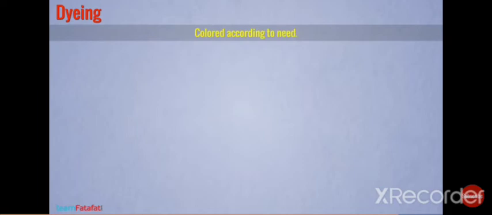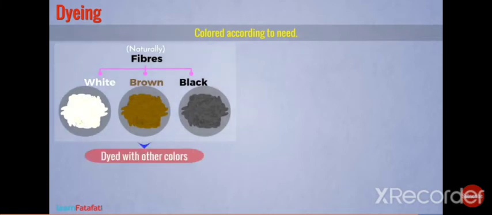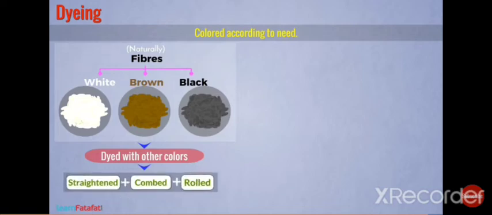Dyeing. Dyeing is a process of coloring according to the need. Natural fibers are white, brown, and black, so they are dyed with other colors, then straightened, combed, and rolled into yarn.